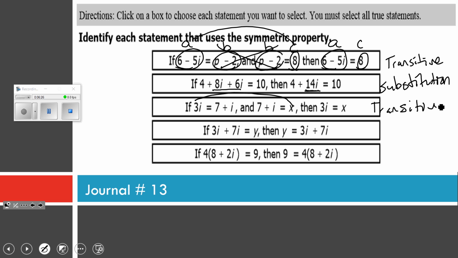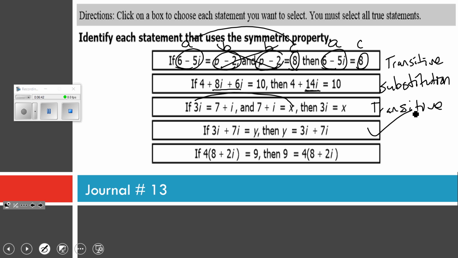All right. So how about the fourth one? 3i plus 7i equals y. So y is equal to 3i plus 7i. Is that symmetric? Yes. You've just taken what's on either side of the equals and flipped it around.